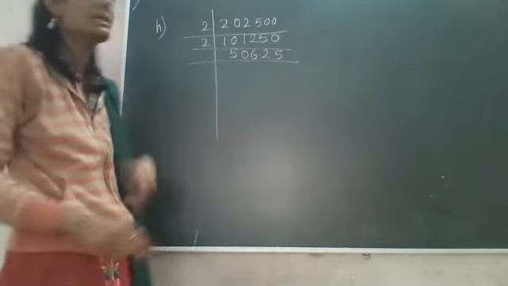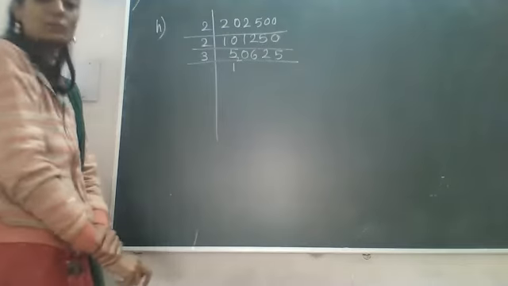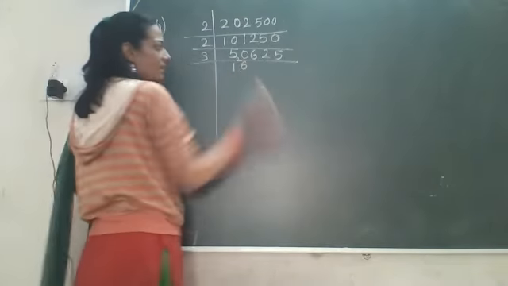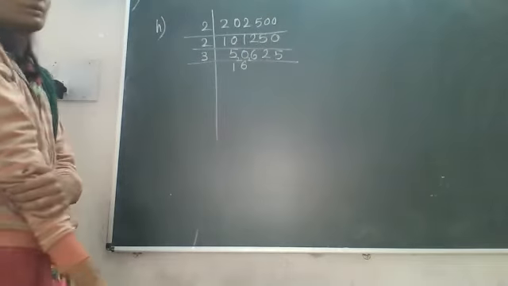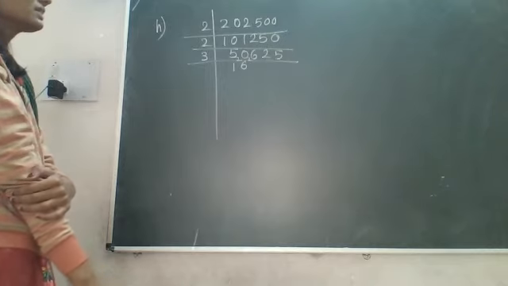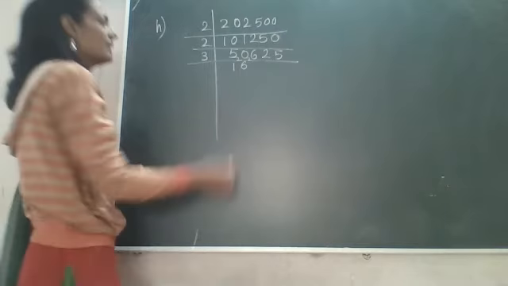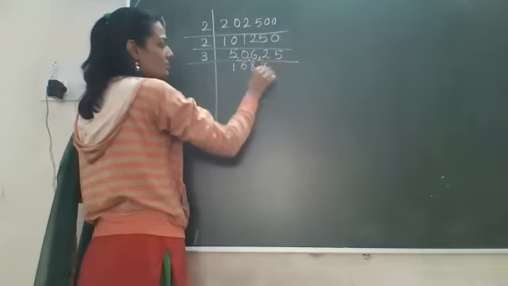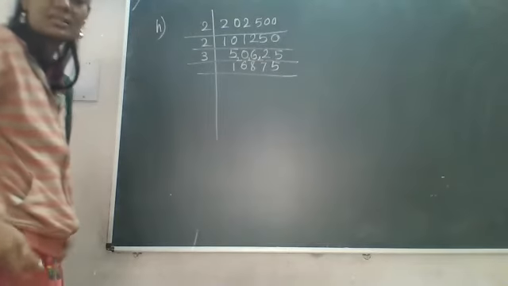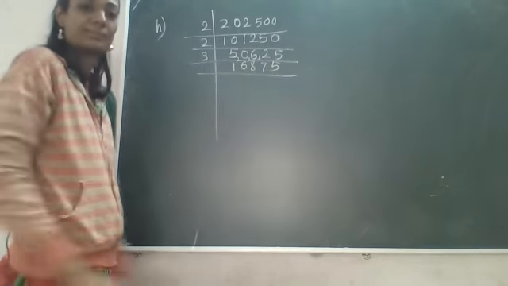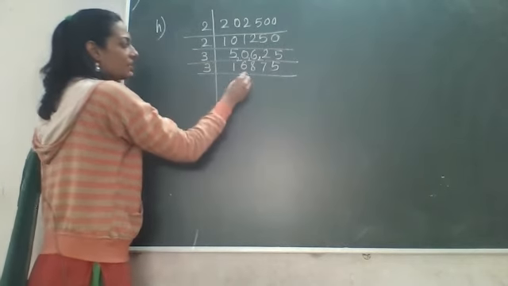So it is divisible by 3. So 3 ones are 3. 5 minus 3 is equal to 2. So it becomes 20. 3 6 are 18. 20 minus 18 is equal to 2. 16 is there. 3 8s are 24. Again 2, 2 7s are and 3 5s are 15. Are you getting the same answer? Yes. Okay.